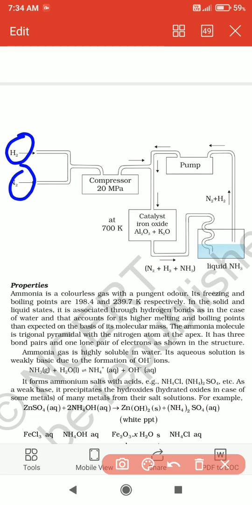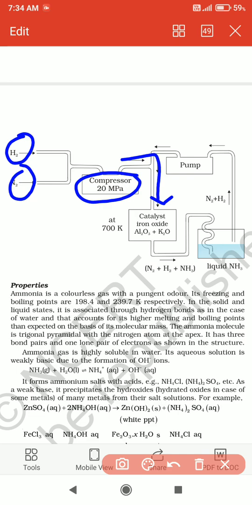Nitrogen gas and hydrogen gas you are allowing inside, and these two gases will reach the compressor chamber. Inside that compressor, how much pressure do you maintain? 200 atmosphere pressure you are maintaining inside, so that the gases are compressed. After compressing, the gaseous components will move towards your catalyst chamber.